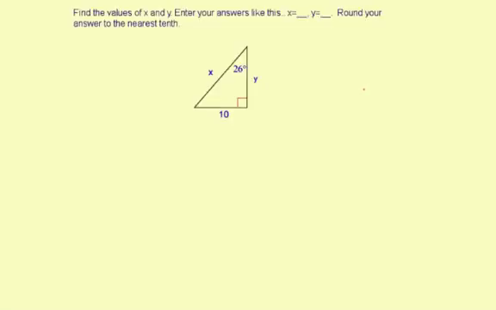Find the values of x and y. Enter your answers like this: x equals blank, comma, y equals blank. Round your answers to the nearest tenth. So x is the unknown hypotenuse, and y is an unknown leg of this right triangle.